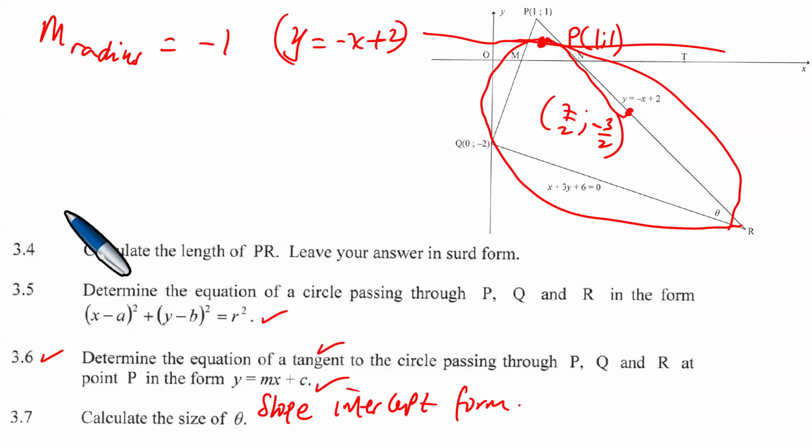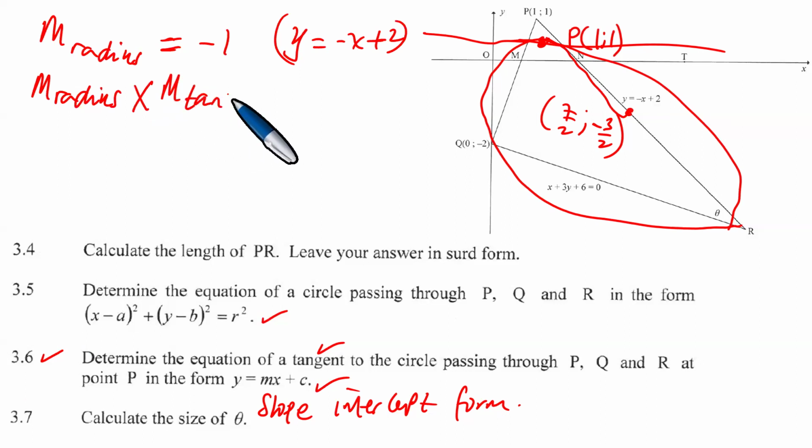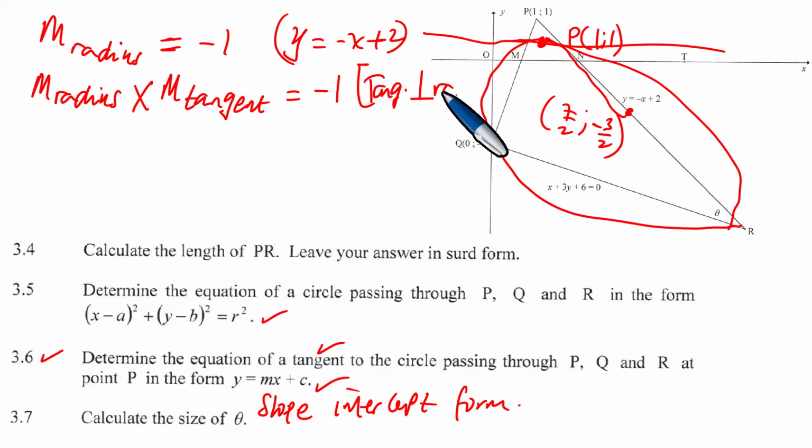If the gradient is minus one, what do we then do? We know that the gradient of a radius times the gradient of a tangent to a circle is always minus one. Why is that the case? Well, it is always the case because we know very well that your tangent is always perpendicular to your radius at the point of contact.